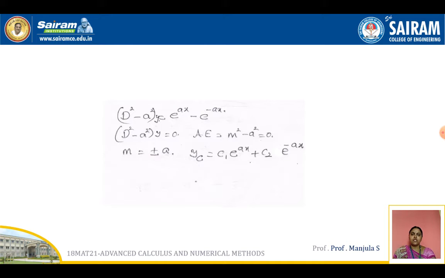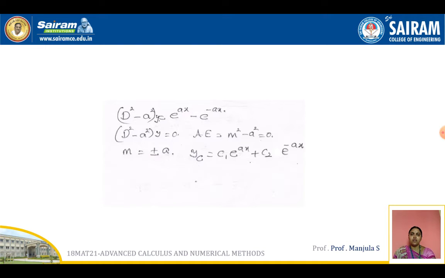Now we'll see this problem: D square minus a square into y equals e to the power ax minus e to the power minus ax. Here solve means we have to find the general solution of y. So first we should find the complementary function and then we'll go for finding the particular integral. D square minus a square into y equals 0. First we should write the auxiliary equation.